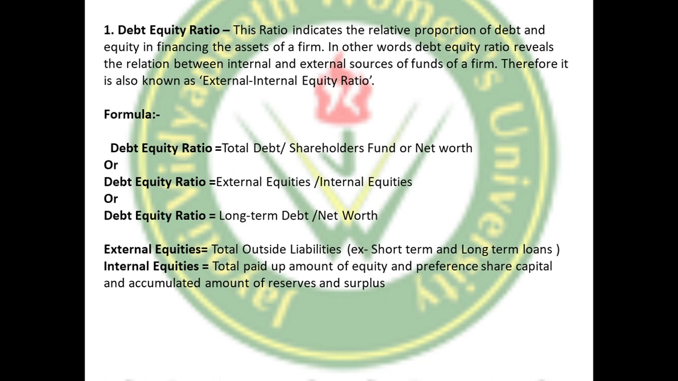The formula to calculate debt equity ratio is total debt divided by shareholders' fund or net worth. It has two other formulas also. Debt equity ratio is external equities divided by internal equities, or we can calculate it by the third formula, that is long-term debt divided by net worth.